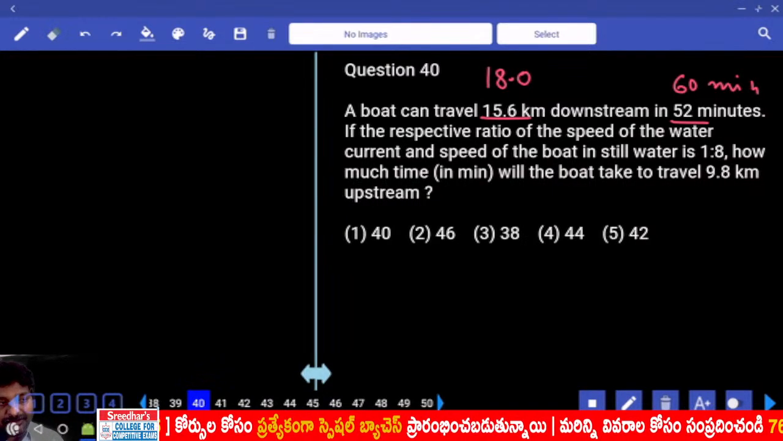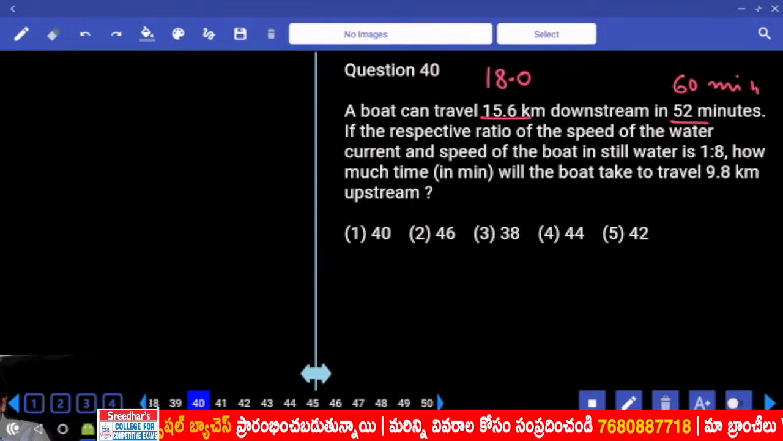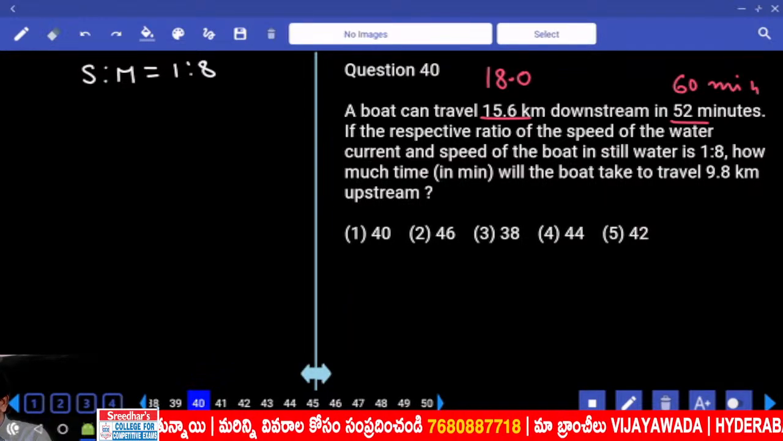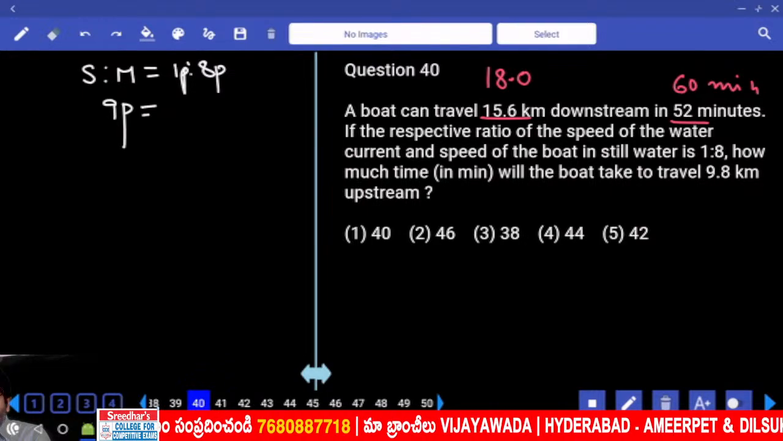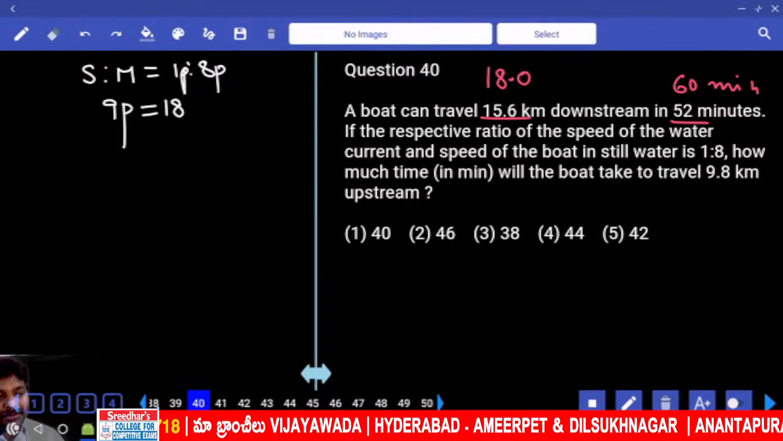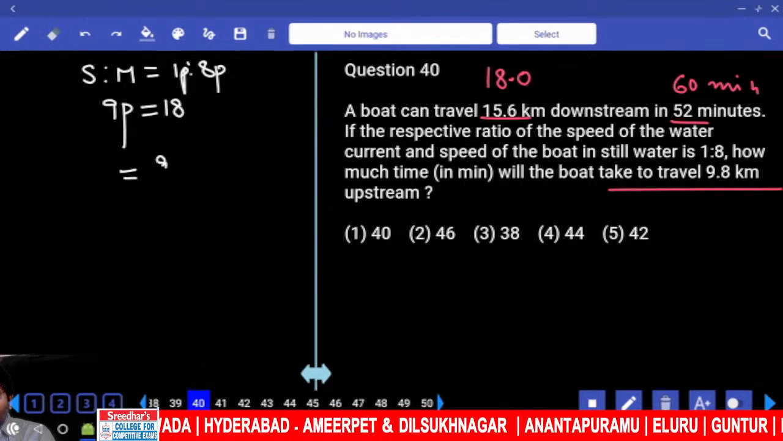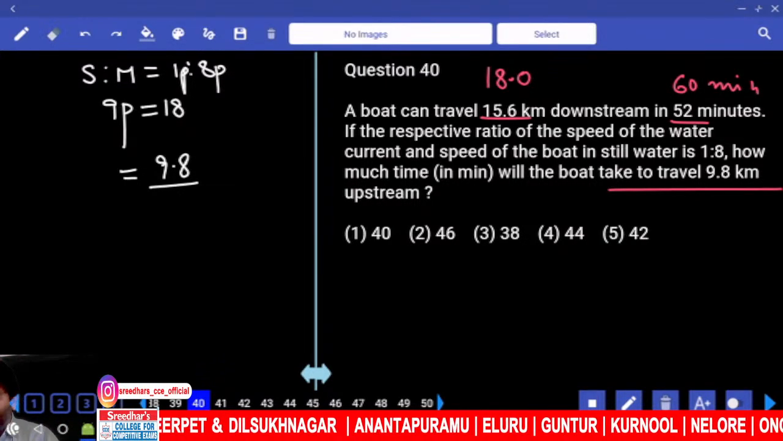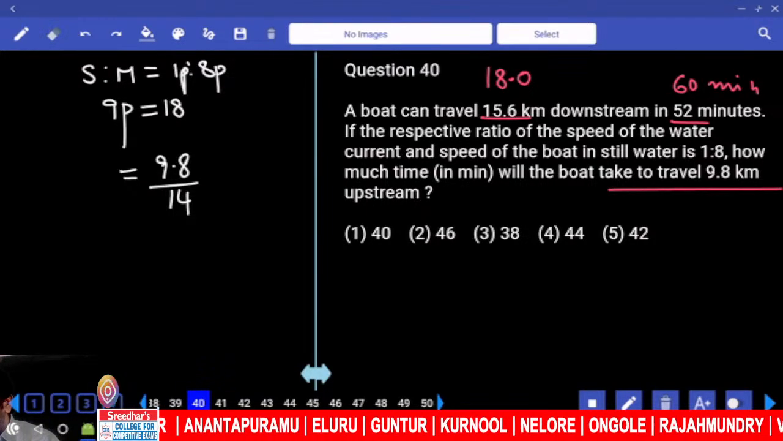The respective ratio between the speed of the water current and boat speed in still water is 1:8. S to M ratio is 1:8. Then downstream speed is 9 parts, which is equal to 18. Now the question is, how much time will the boat take to travel 9.8 kilometers upstream? Time to cover 9.8 kilometers upstream. M minus S is 7 parts, 14. Are you fine? Kilometer per hour.